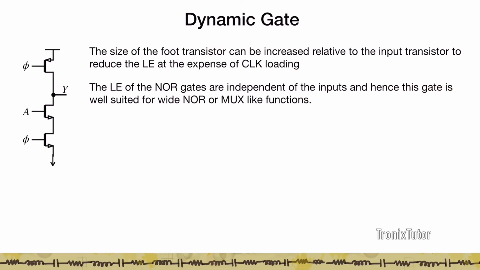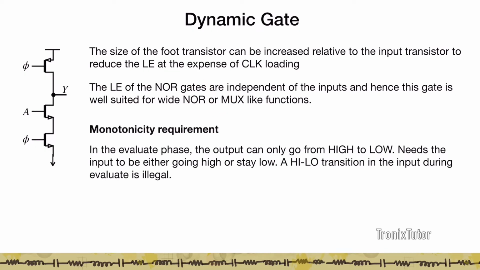And so this gate is very well suited for wide NOR or mux-like functions because you get pretty fast circuits for those applications. Now, one particular requirement of designing dynamic gates is known as the monotonicity requirement. If you look at this gate, in pre-charge, the output node is charged up to 1. And then during the evaluate phase, depending on whether the input is a 1 or 0, the output either stays at 1 or goes to 0.